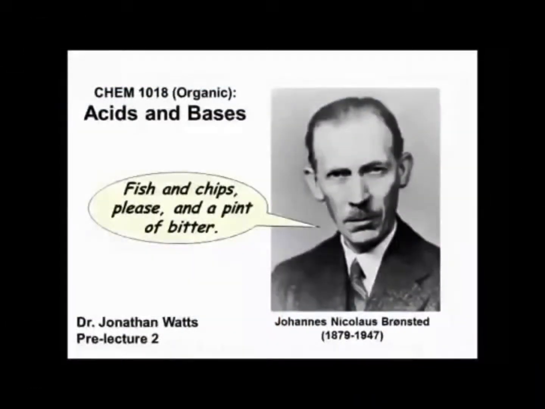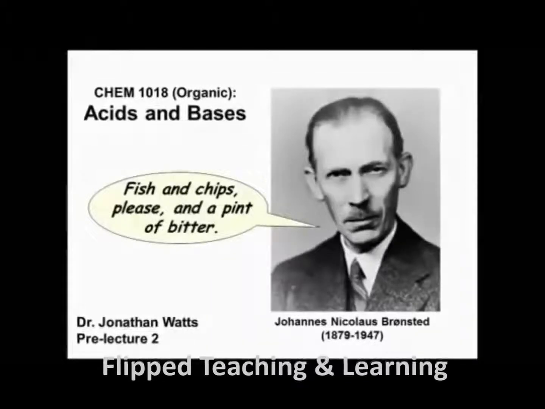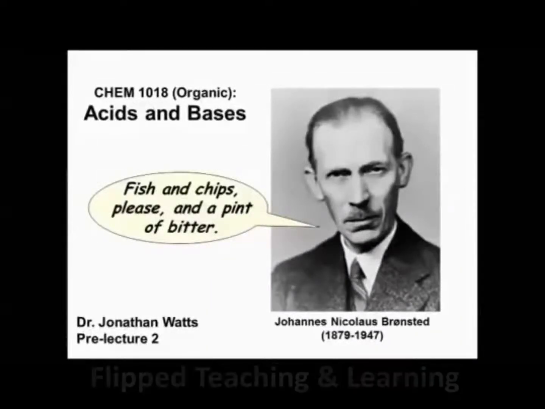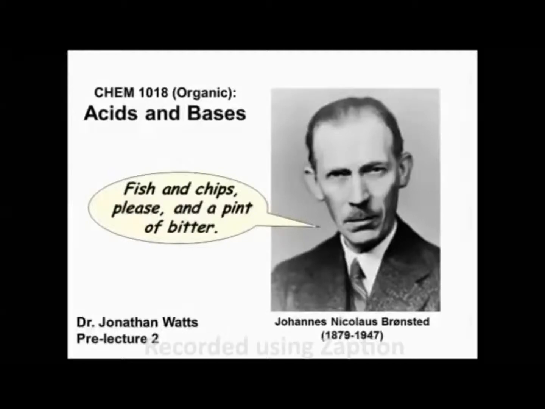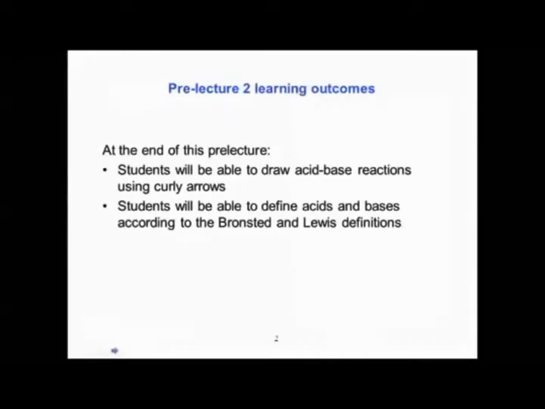Okay, welcome to this pre-lecture for Chemistry 1018 Organic. This is the first of the pre-lectures that I'm doing in this course, so even though it says pre-lecture 2 at the bottom, that's just because this one comes before lecture 2. Don't worry, you haven't missed anything. As you might be able to guess, we're going to think about what electrons have to do with acidity and basicity. So the first thing we need to learn how to do today is to draw acid-base reactions using curly arrows, because curly arrows are the way that we as organic chemists show electron flow.